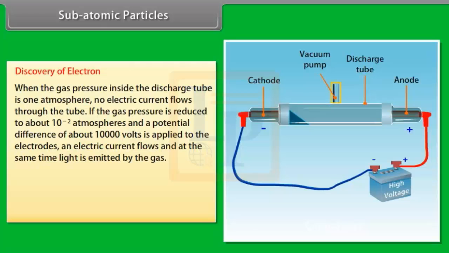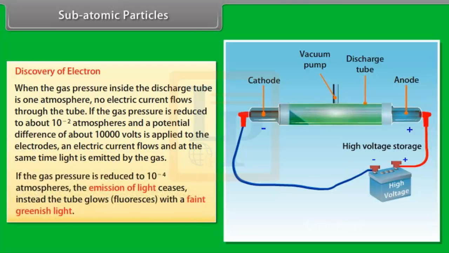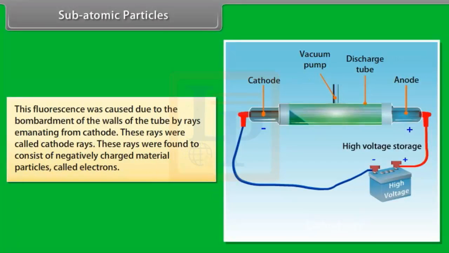If the gas pressure is reduced to about 10^-2 atmospheres and a potential difference of about 10,000 volts is applied to the electrodes, an electric current flows and at the same time light is emitted by the gas. If the gas pressure is reduced to 10^-4 atmospheres, the emission of light ceases. Instead, the tube glows with fluorescence, a faint greenish light. This fluorescence was caused due to the bombardment of the walls of the tube by rays emanating from the cathode. These rays were called cathode rays. These rays were found to consist of negatively charged material particles called electrons.